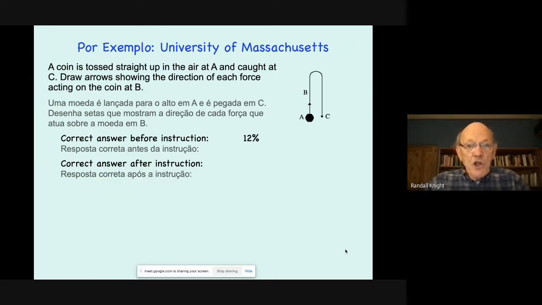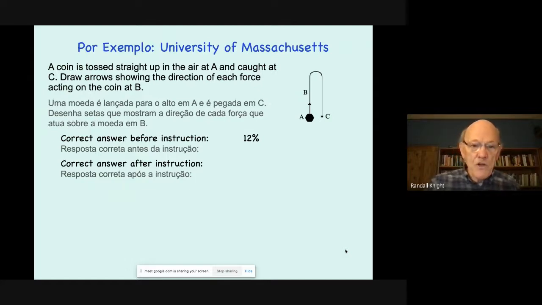Now, I should note that in the United States, since our educational structure is a little bit different than some other countries, almost all students that take a calculus-based introductory physics course at the university took a high school physics course, usually 90% or more. So for almost all of these students, they have had high school physics. Nevertheless, when asked this on the first day, only 12% of students gave a satisfactory correct answer.